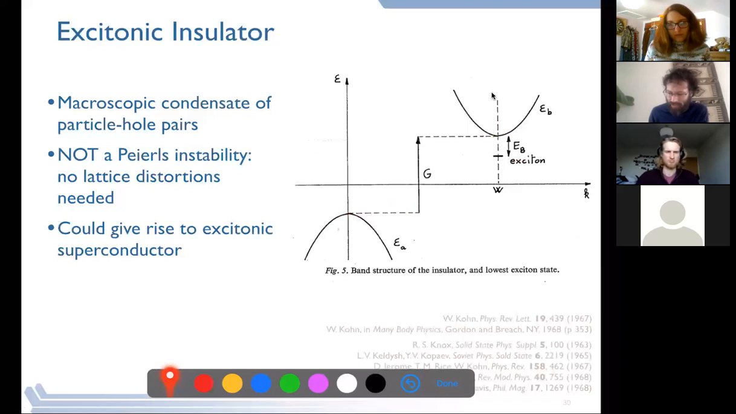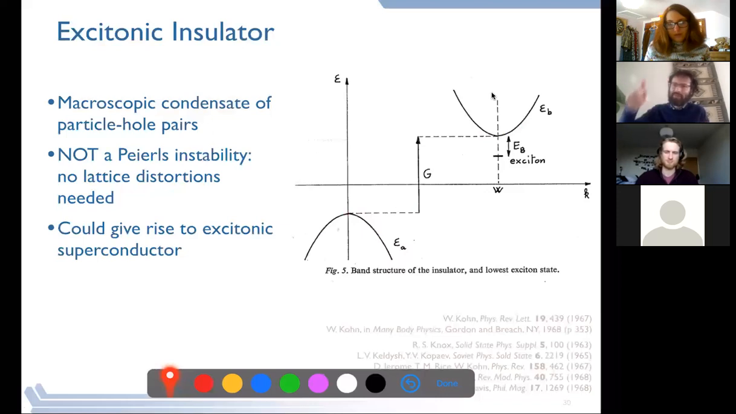Such a thing you call an exciton. And what Kohn showed is that if you have lots of those excitons and they all come together in the same quantum state, they form a Bose-Einstein condensate. And this condensate looks exactly like the charge order that Peierls and Kohn described before in terms of phonons. So it is really not the same thing. It's not a Peierls instability. There are no phonons here, no displacements in the lattice. There's just bound pairs of electrons and holes. But the result is very much the same.